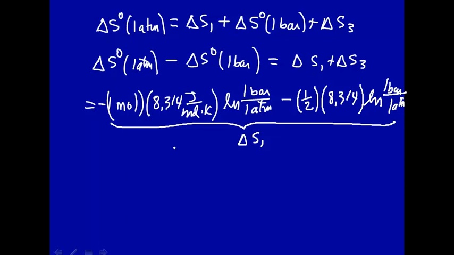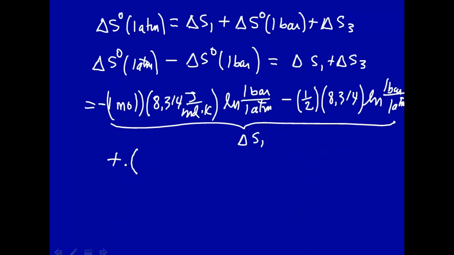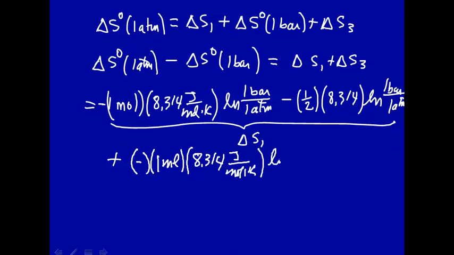That's that one. Let's look at delta S3. That's for that second step. Here we're taking 1 mole of water at 1 bar and converting that to 1 mole of water at 1 atmosphere, a pressure change. Okay, so delta S3 will be 1 mole of water. Don't forget that minus sign. 1 mole of water times 8.314 joule per mole Kelvin times the natural log. Our final pressure now is 1 atmosphere. Our initial pressure is 1 bar. So we started at 1 bar and now we're going to 1 atmosphere.